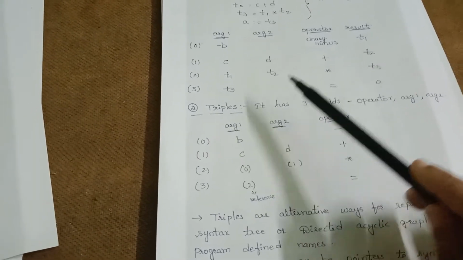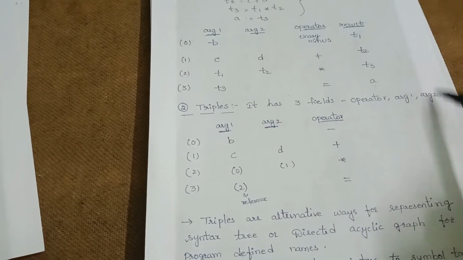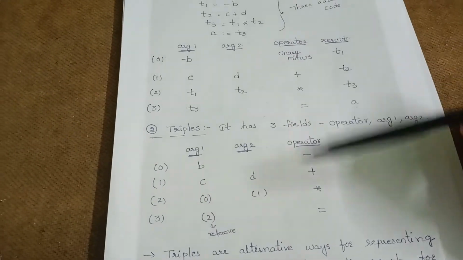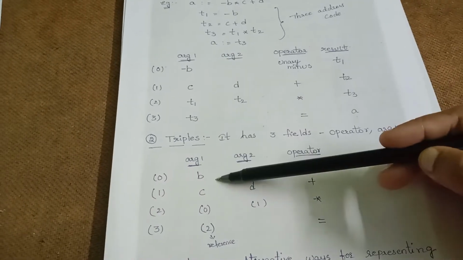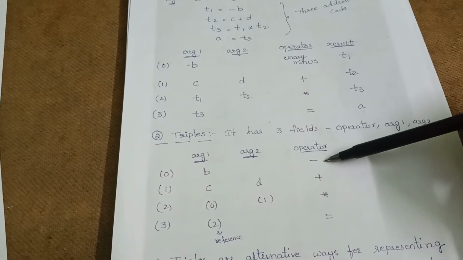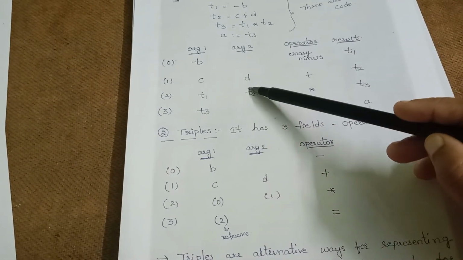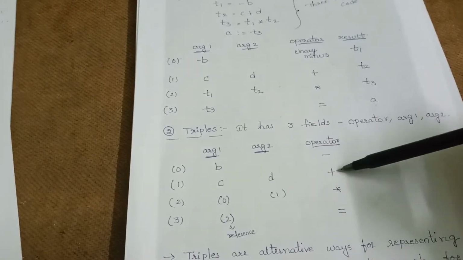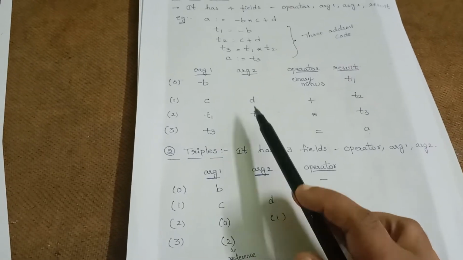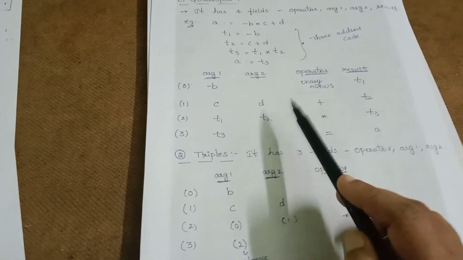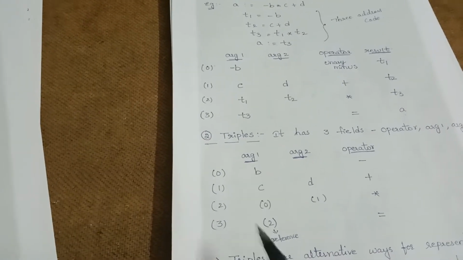So in triples, it consists of three fields: operator, argument 1 and argument 2. Based on the above example only we have constructed this. So argument 1 here is B and the operator is unary minus. And the next, argument 1 is C and argument 2 is D, operator is plus. And next, in quadruples we have considered the temporary values, but in triples we will be just considering the serial numbers.